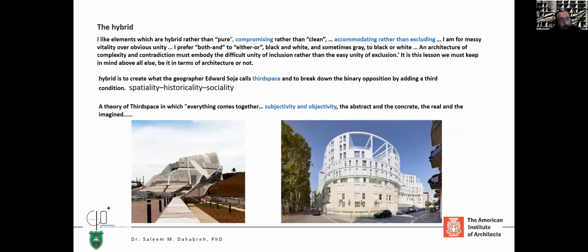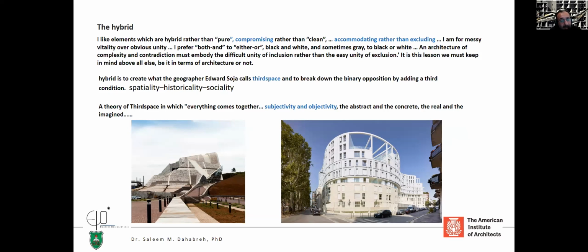The hybrid. You can resist by being a hybrid. And the hybrid is a term that has been used lately by Peter Eisenman. You do not use elements in their pure state. You use them in a compromising way. You accommodate rather than exclude. You prefer a both-and rather than either-or. It is an architecture of ambiguity. It is an architecture of complexity and contradiction.